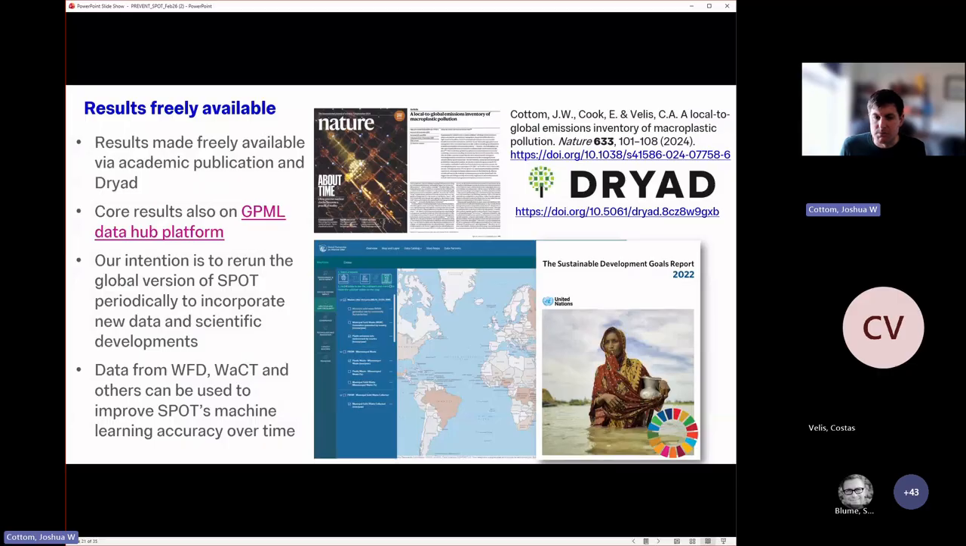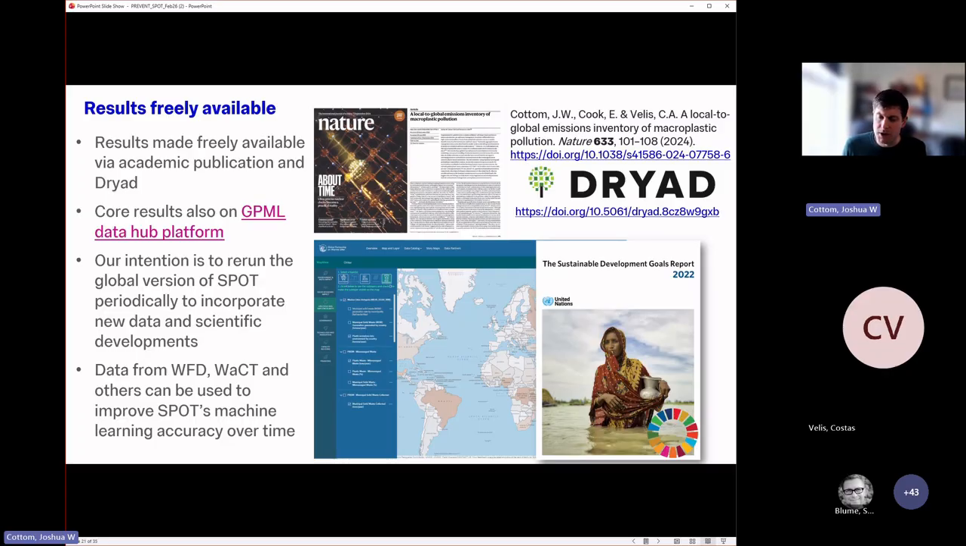So as Costas mentioned, all these results are freely available. We really only scratched the surface of what we found here. So if you are interested, please do go and read the publication and download the Dryad Excel sheets, which have all the detailed results in as well. All the code is there as well. We have also some results available on the GPML Data Hub platform. So things such as the waste generation and the plastic emissions are available on there.